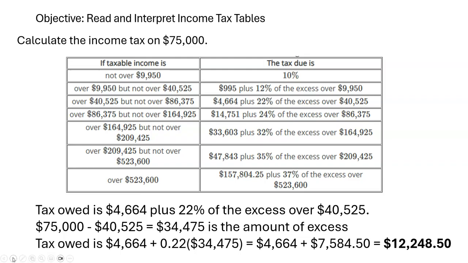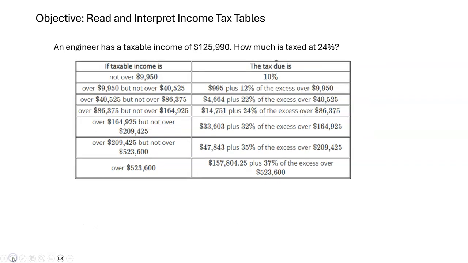Now, there are different tax tables, right? It depends if you're filing jointly or head of household, all kinds of things, and they change year to year. So you do want to make sure, if you're looking at a tax table, that you're looking at the one appropriate for your situation. Let's do just one more example here.